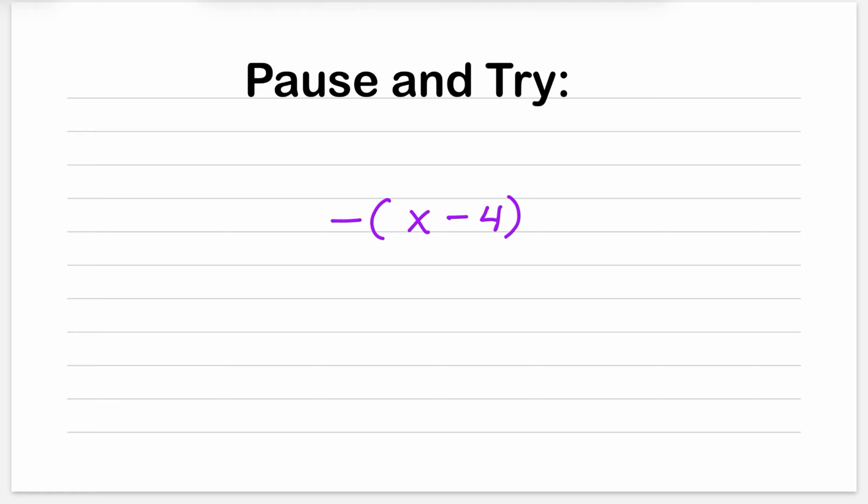Okay, I'm going to distribute this negative. This becomes a negative x. When I distribute here, instead of -4, it becomes plus 4. I have negative x plus 4.